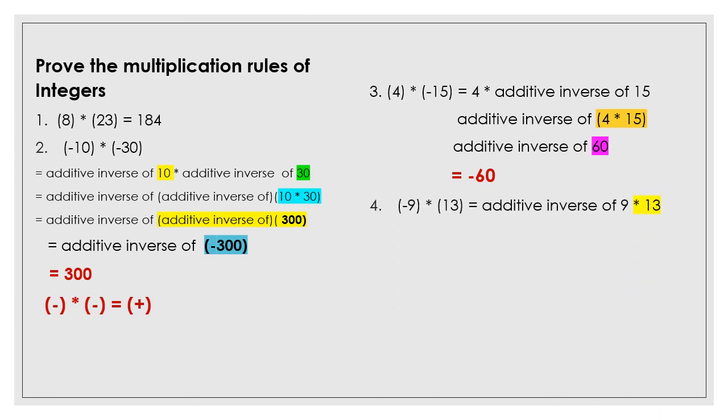Then, we have negative 9 times 13. So, itong negative 9 is the additive inverse of 9 times 13. Then, 9 times 13 ay 117. And additive inverse of 117 is negative 117.